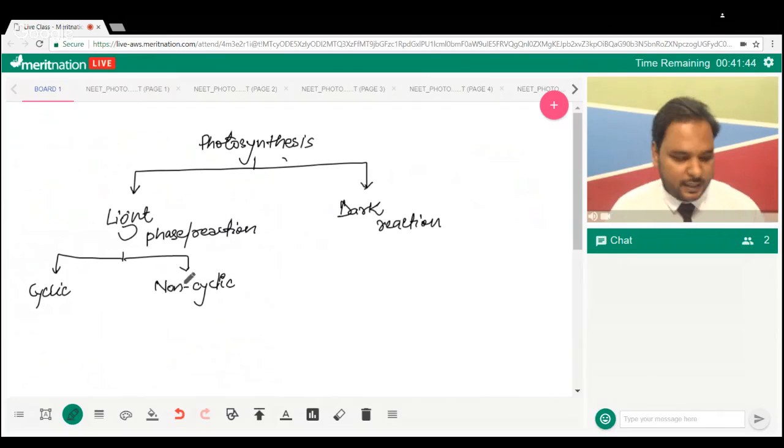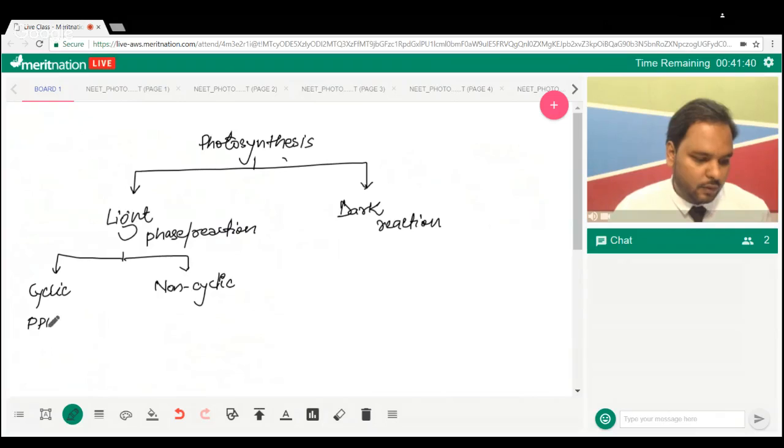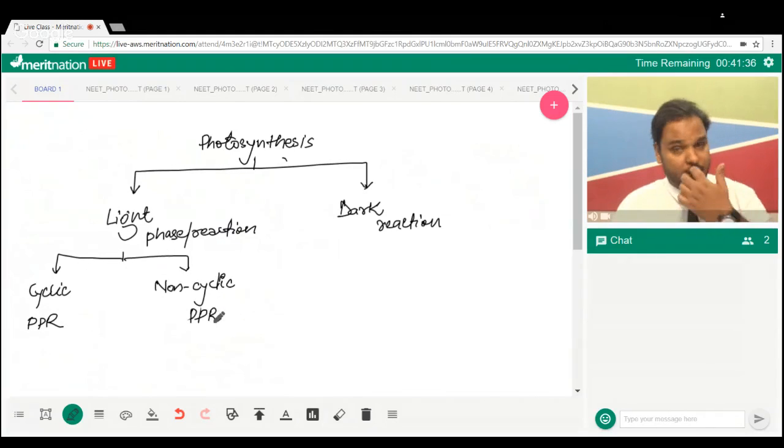So let's start once again, everyone. The cyclic, non-cyclic photophosphorylation. I'll write it as PPR, just in a short form. Photophosphorylation, I think you can understand it much better. Now, next is your dark reaction.